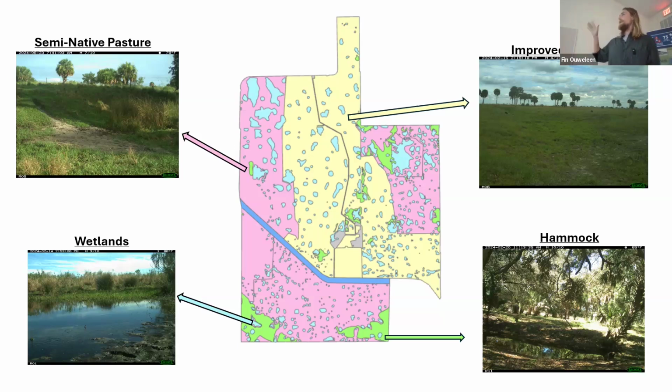There's the improved pasture, which is homogeneous and includes a lot of introduced grass species. There's semi-native, which has a higher heterogeneity when compared to improved pasture and has a little bit more patchy cover for animals. And then there's the wetlands and the cabbage palm and oak hammock.